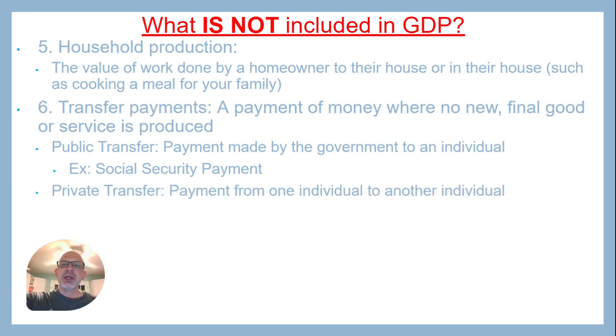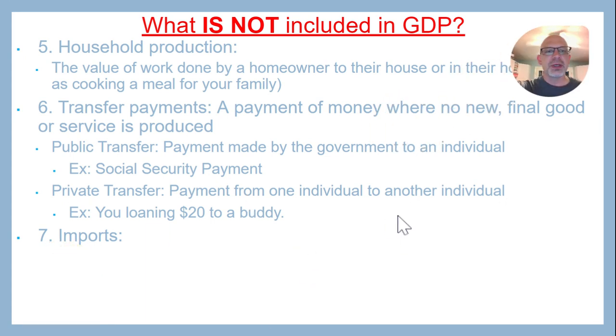Private transfer payment is when one individual gives money to another individual. Could be as simple as you giving money to a buddy, or your parents giving you money to go to a movie, or it could be as complex as you sending money overseas to a family member in a different country. Either way, they're considered transfer payments. No new final good or service is produced, so we don't count it in GDP.